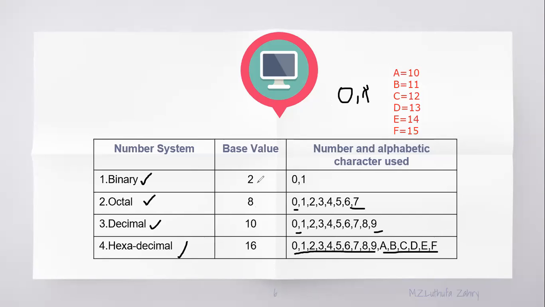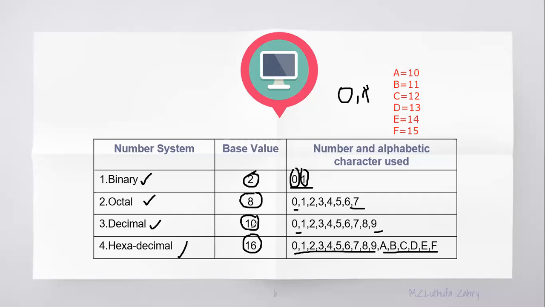So what does base value mean? The amount of numbers used is the base of each number system. If it is binary, there will be only 2 numbers used in it, 0 and 1. So the base value is 2. In octal, it is going to be 0 to 7, altogether 8 numbers, so the base of that will be 8. Same with decimal, altogether 10 numbers, so the base will be 10. And hexadecimal, altogether, it is going to be 16. So these are the base values.